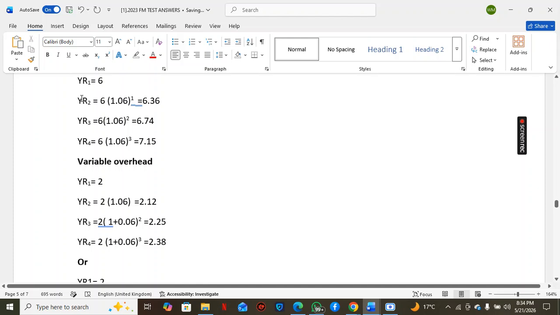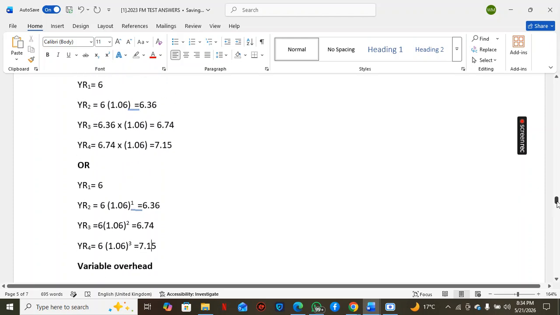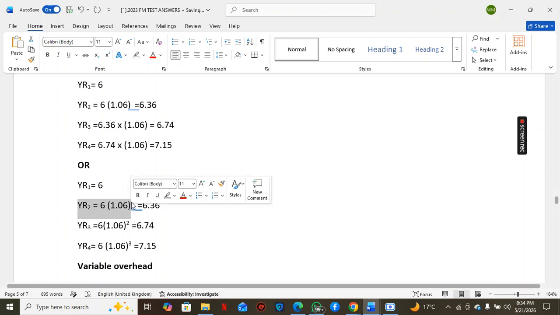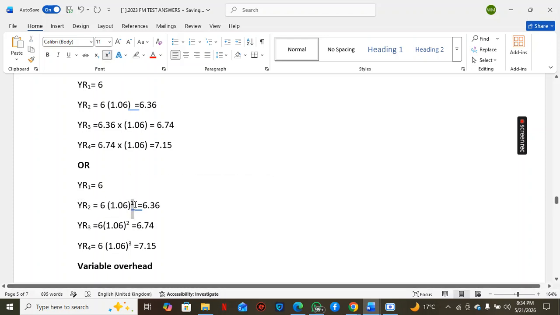We're doing it here in the second method. Have you seen here for the previous variable cost? Since in year two, that's the first increment, we're raising it to the power one because the percent increments start in year two. In year three, we're raising it to the power two. In year four, to the power three. Is that okay, Madam Sylvia?